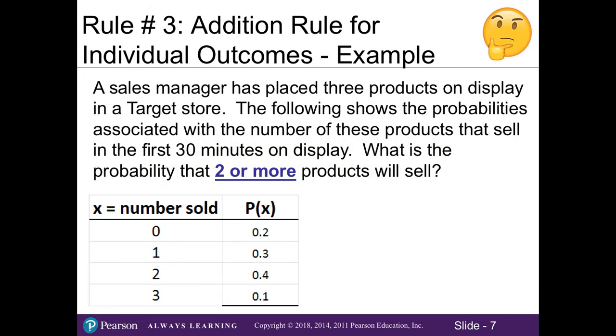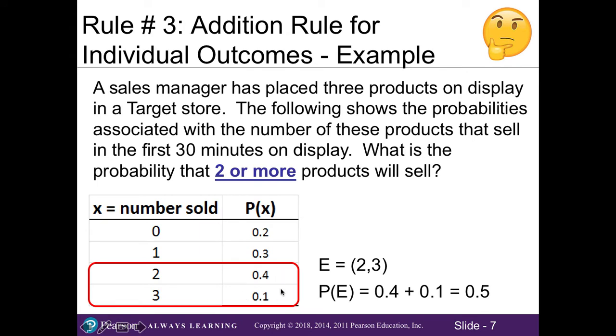Same story as before with the sales manager in Target. And here we've got the probabilities for the number of products that sell in the first 30 minutes on display. So if we wanted to know the probability that 2 or more products will sell, we would identify our related probabilities and the particular events we're interested in, in this case, 2 or more products. With our event of interest being 2 items sold or 3 items sold, we then would add up the probability of each event to get our total probability of our event of interest. In this case, 2 or more products will sell at 0.5 probability or 50% chance.